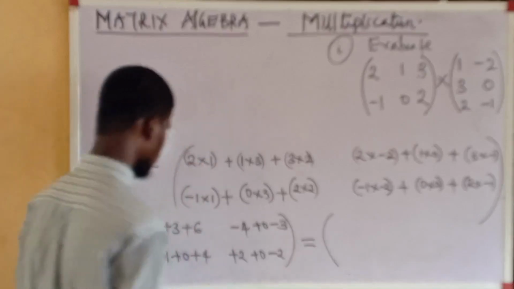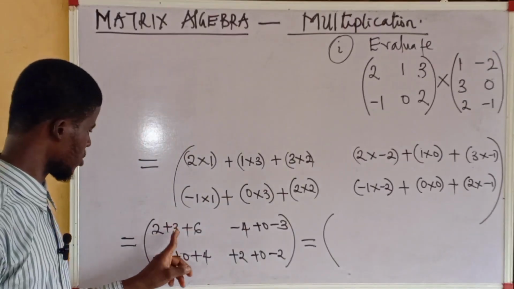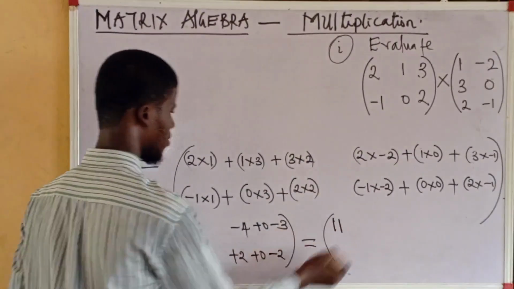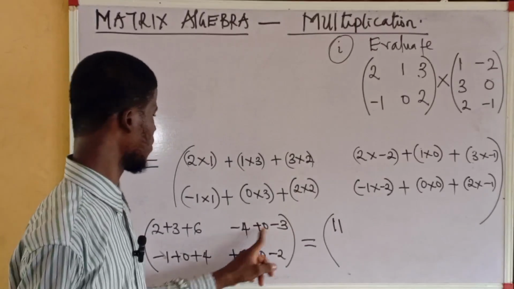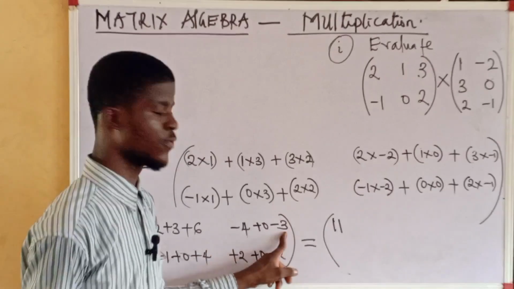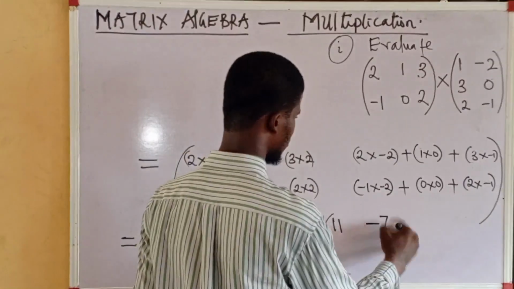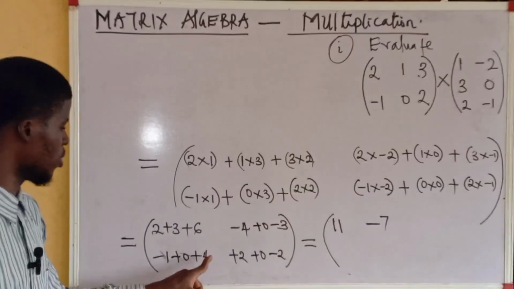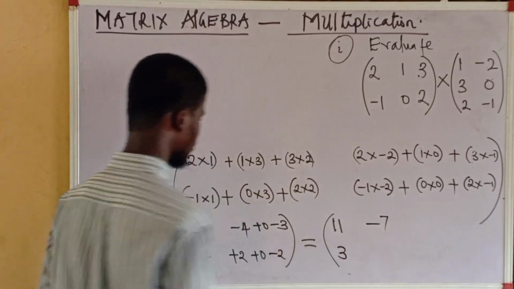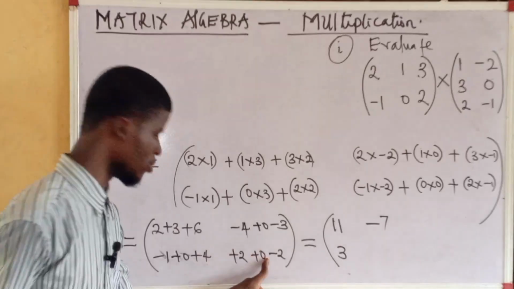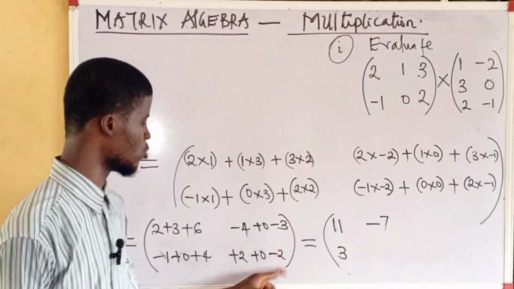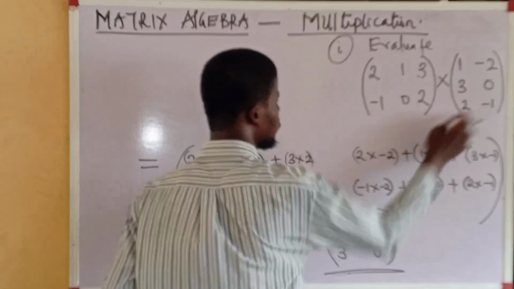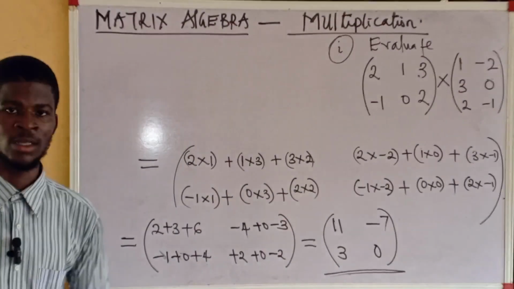So what do we have? 2 plus 3 plus 6, that's 11. Minus 4 plus 0 is minus 4. Minus 4 minus 3 is minus 7. Minus 1 plus 0 is minus 1. Minus 1 plus 4 is 3. 2 plus 0, 2. 2 minus 2, 0. This is the product of these two matrices. It's as easy as this.